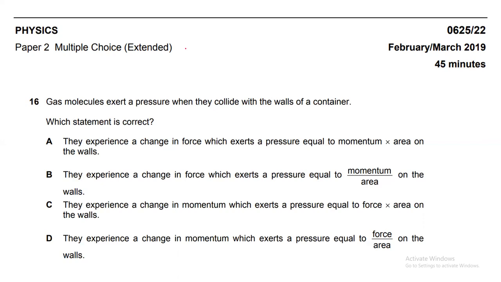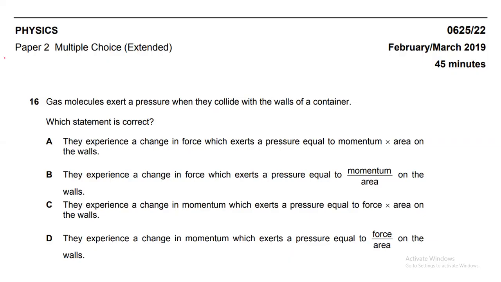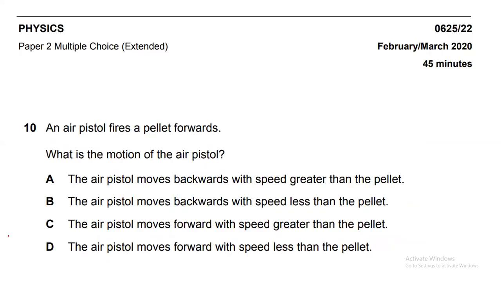I think D is the option. Yes, question number 16, D is the right option, because the change in momentum will cause a force, and the force per unit area will be equal to the pressure. Okay, so we are going to the next question.